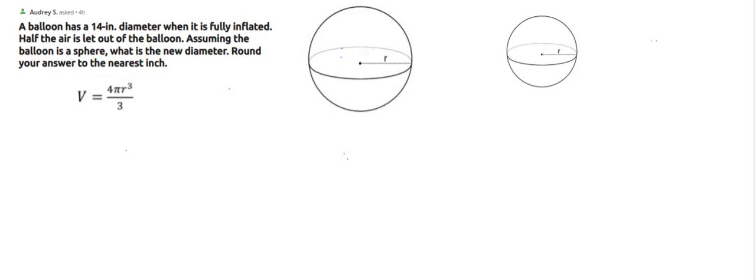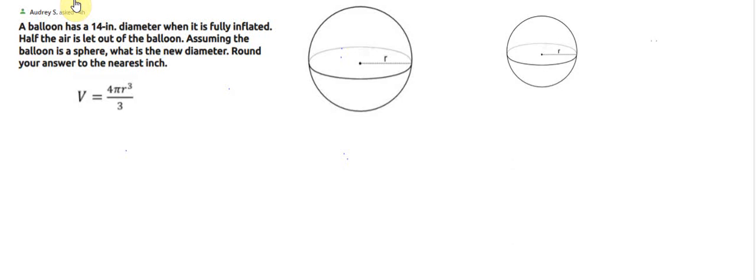So I always recommend when you're going through word problems, draw a picture if you can, some sort of diagram to help you understand what's going on, and lay out all of the formulas you may need. Now, you'll see a formula here that I wrote. It's the volume of a sphere formula. So this is how you find volume of any sphere.